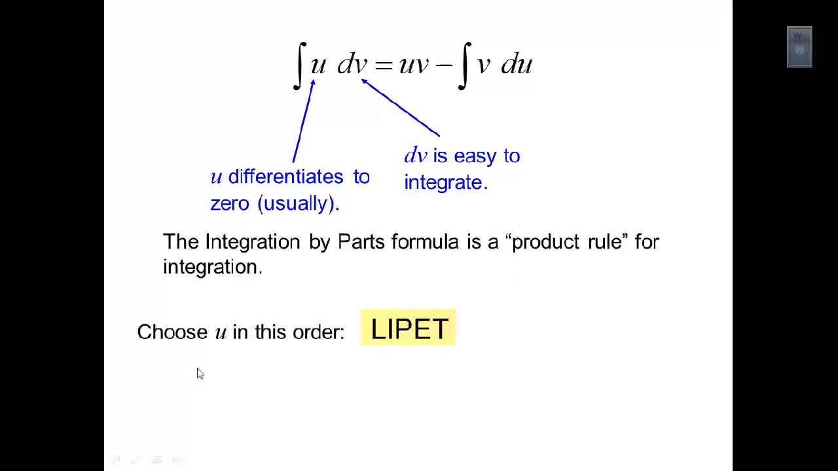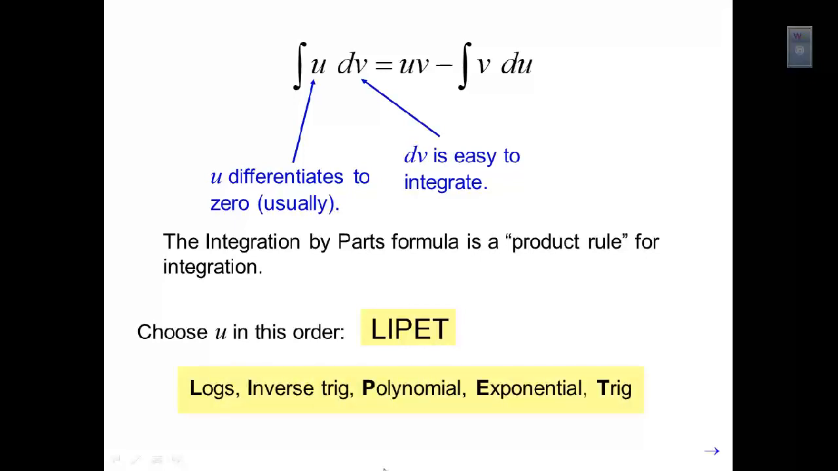Now, you want to choose u. This is the best way that I've actually found it. You want to choose u in this order, using the word LIPET. These are just the first letters of the type of function you want to choose. So you're going to choose your u first using this. L is logarithms. I is inverse trig functions. P is polynomials. E is exponential functions. And T is trigonometric functions.